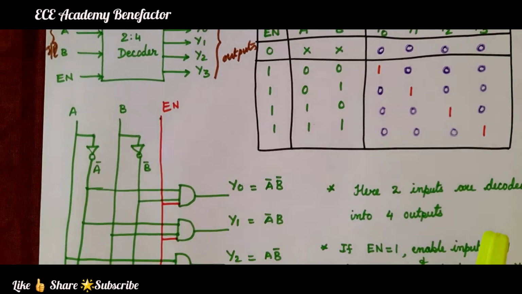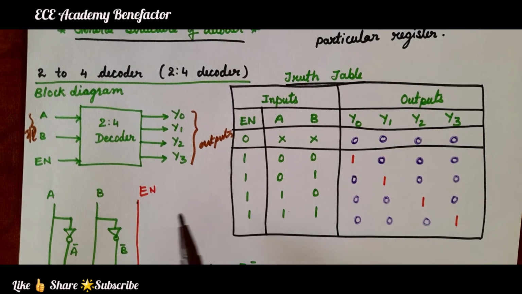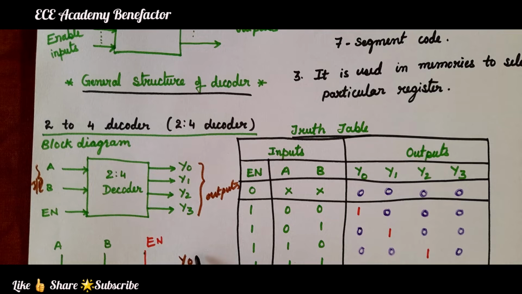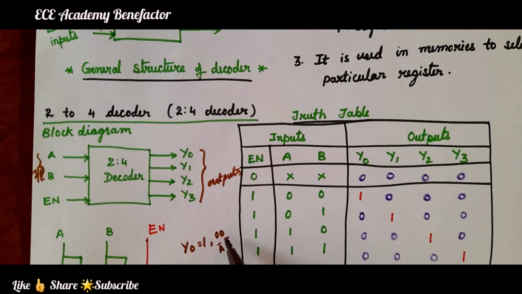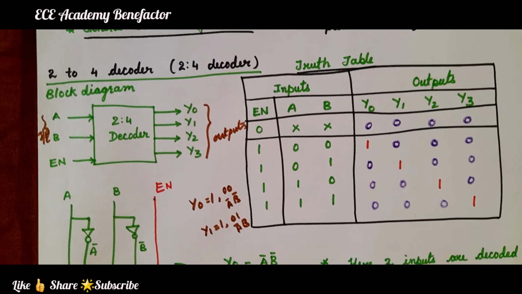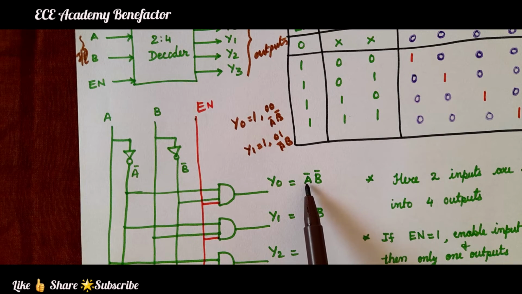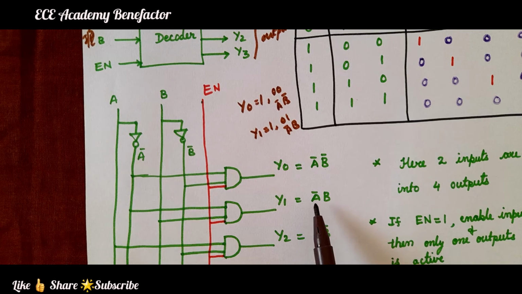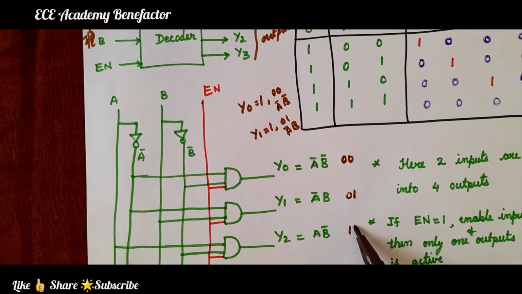Let us see the logic diagram of a decoder. When will Y0 be active? Y0 will be active when A and B are 0 0. 0 0 means A bar, B bar. When will Y1 be 1? When it is 0 1. 0 1 means A bar, B. So Y0 output is 0 0, A bar, B bar. Y1 means 0 1, A bar, B. So this is 0 0, 0 1, 1 0, 1 1.